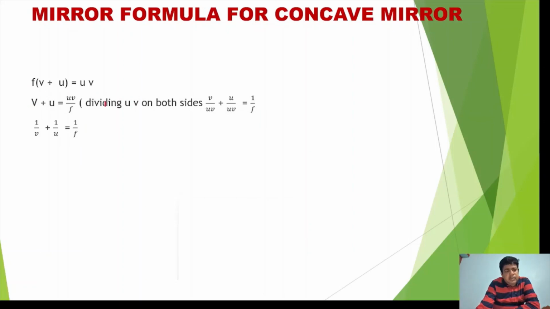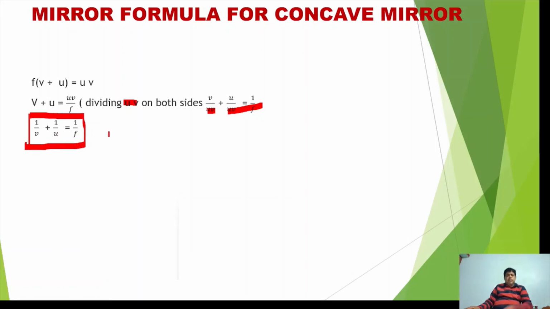F will be taken to the right hand side, where it will be divided. Now dividing by UV on both sides, we get V by UV plus U by UV is equal to 1 by F, because UV will be cancelled. So we shall get the required expression, which is 1 by V plus 1 by U equal to 1 by F. This is the required derivation, the mirror formula.